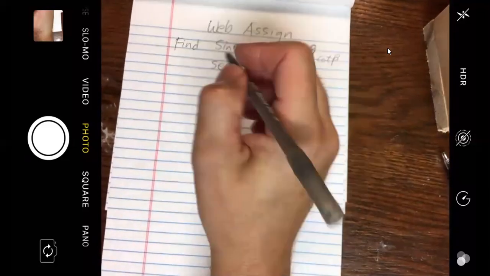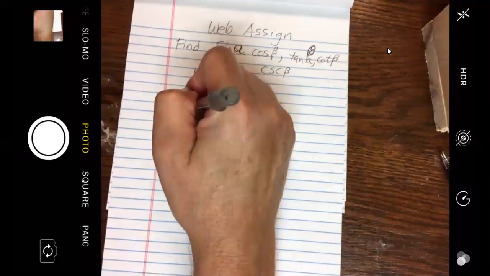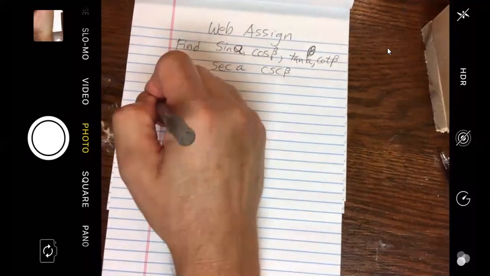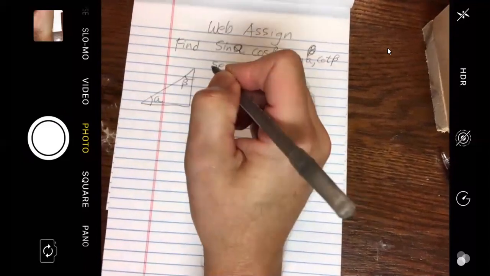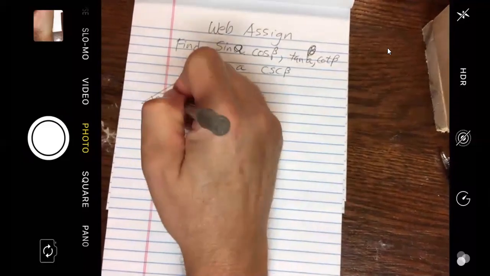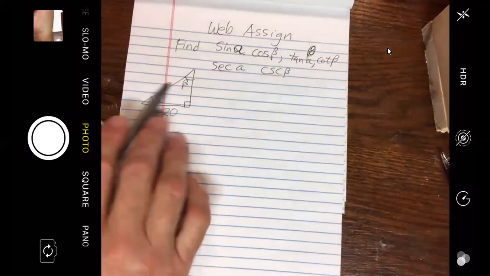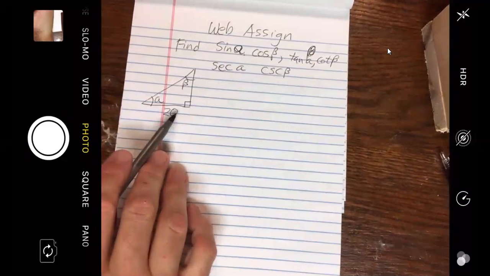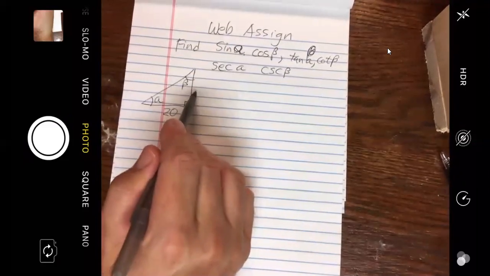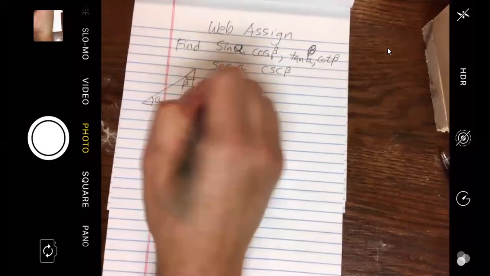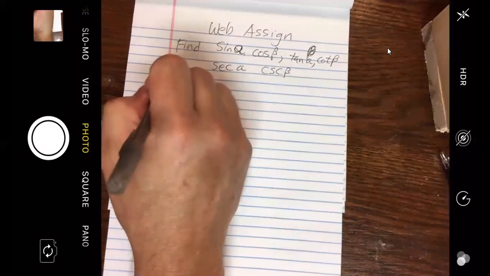It's a triangle with the angle A at the bottom left and B at the top right, and the bottom side is 20 and the other side is 12. Basically something like this. And the 12 is right next to the right angle. So the two legs are 20 and 12. Okay. So we're going to have to find your hypotenuse.